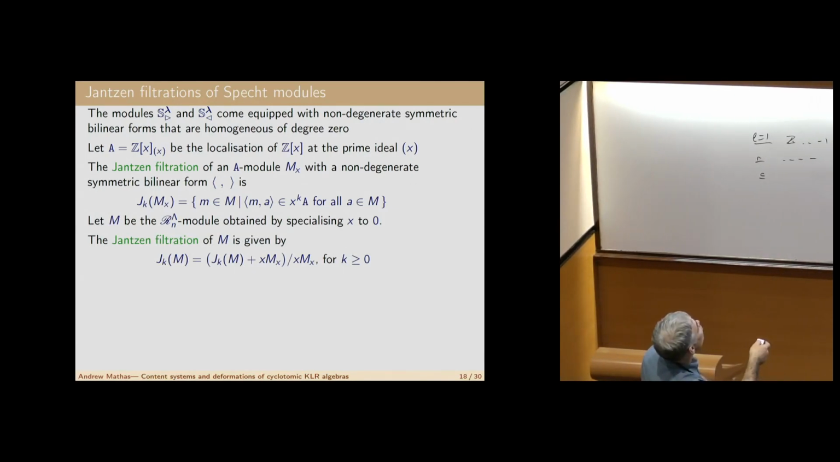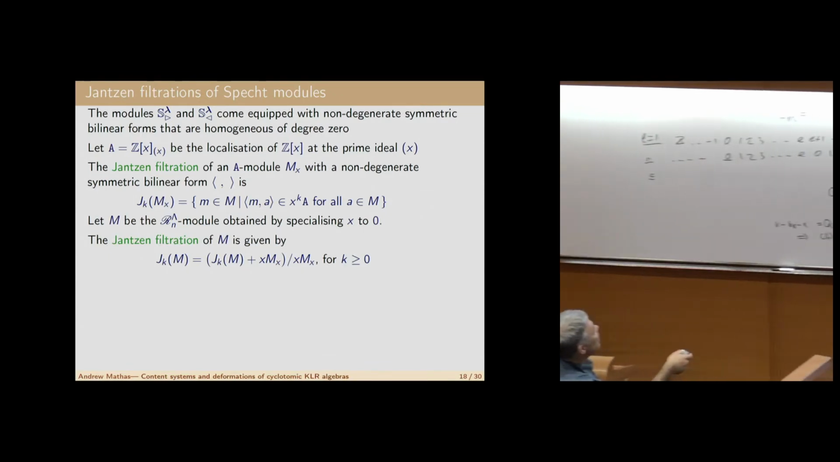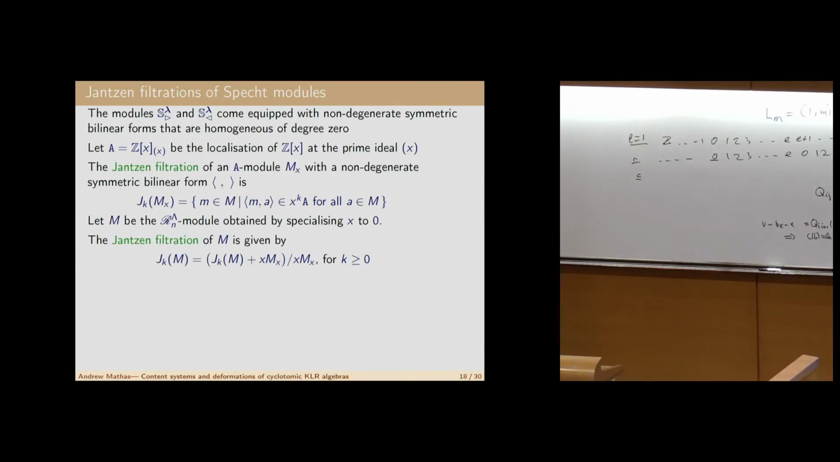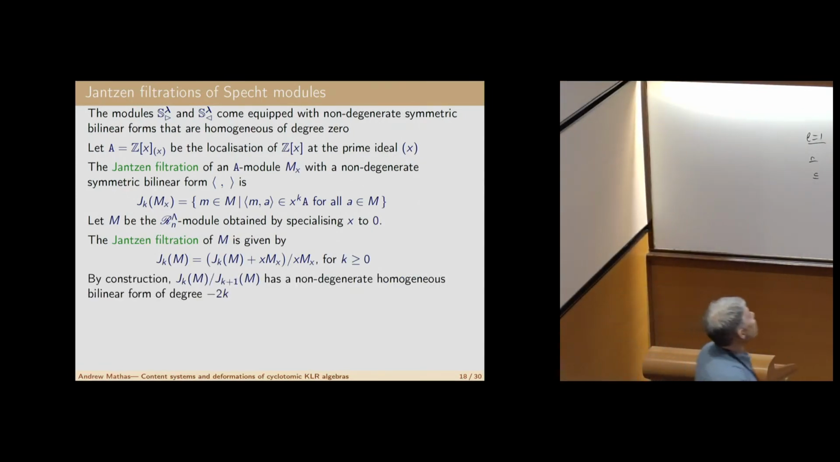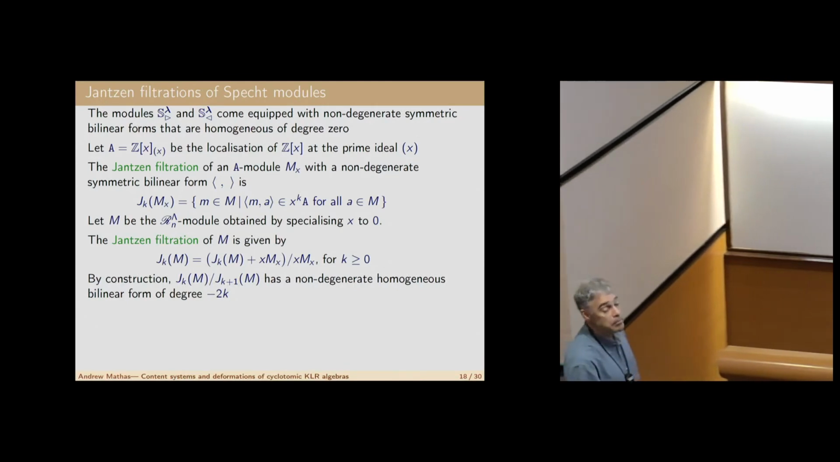We can define a corresponding filtration downstairs at x equals 0 simply by setting J_k of M to be essentially just reducing x mod zero. But I have to do it like this: I have to add on x times M_x and multiply by M_x. So this gives the filtration of the module for my KLR algebra downstairs. By construction, this is quite nice. This quotient of J_k mod J_{k+1} has a non-degenerate homogeneous bilinear form of degree minus 2k.